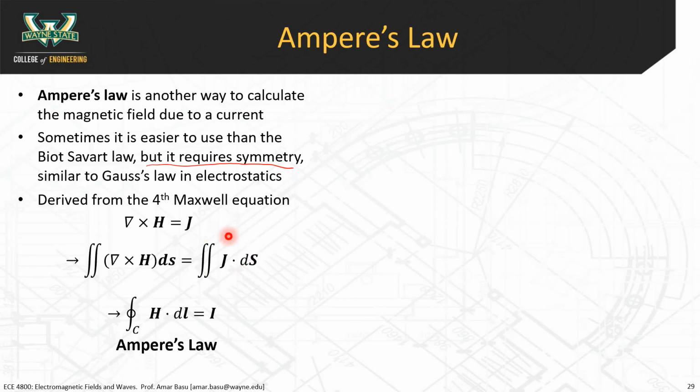When you integrate the current density over a surface, you get the total current. And on the left side, the surface integral of del cross H, by Stokes' theorem, becomes the line integral of the magnetic field around the contour. So H dot dl, the dot product of H and dl going around a closed contour. This is using Stokes' theorem. So this is Ampere's law.